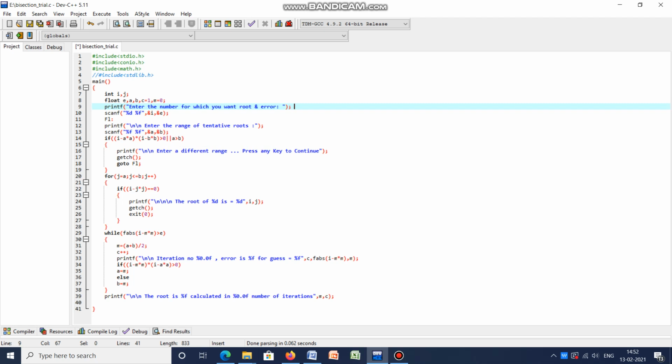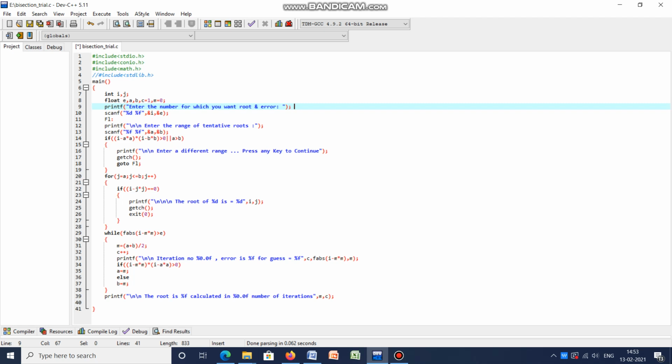In my requirement, A has to be the smaller number, and B has to be the larger number. That is one thing. And my root has to lie between A and B. So if this is my number, then A and B are my tentative root range.